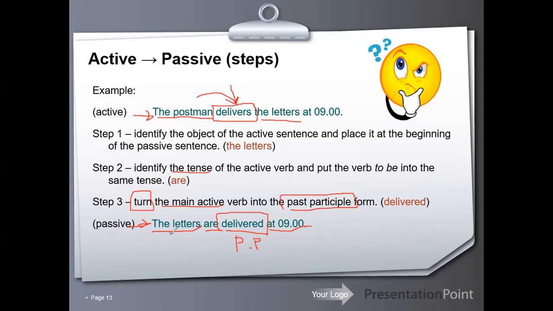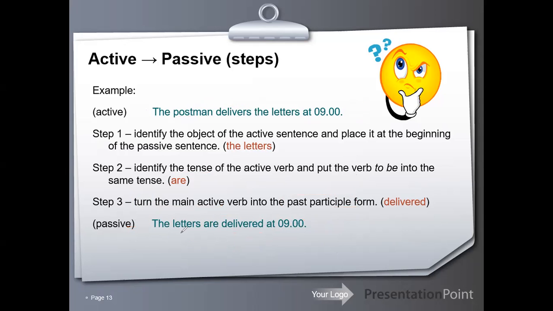The letters are delivered at night. ¿Qué me dice que la voz pasiva está en presente? Porque esta está en presente. Y esta también debe estar en presente. ¿Qué me dice en la voz pasiva? El verbo to be. The verb to be. ¿Y qué me dice que esta oración está en presente? El verbo principal, delivers. Okay. Now, is it clear? Any question? No more questions?